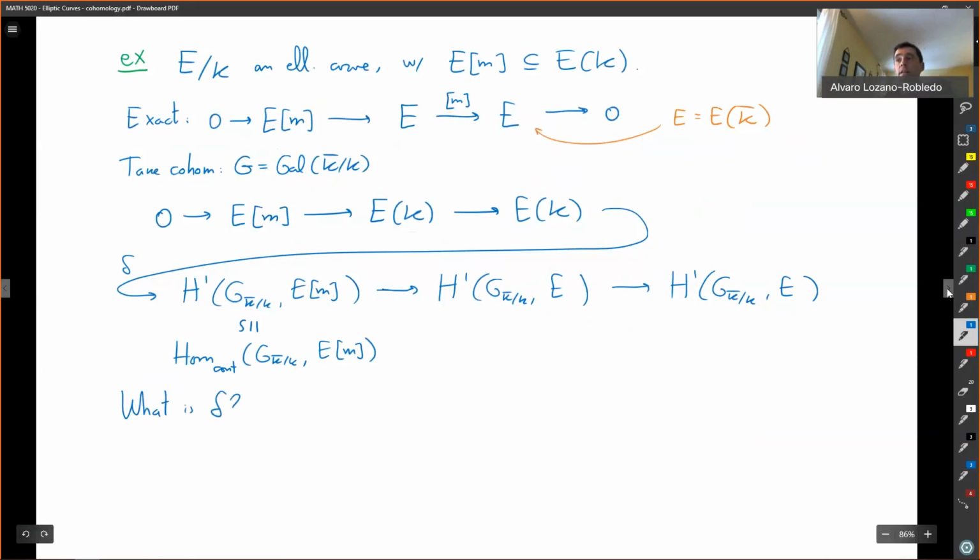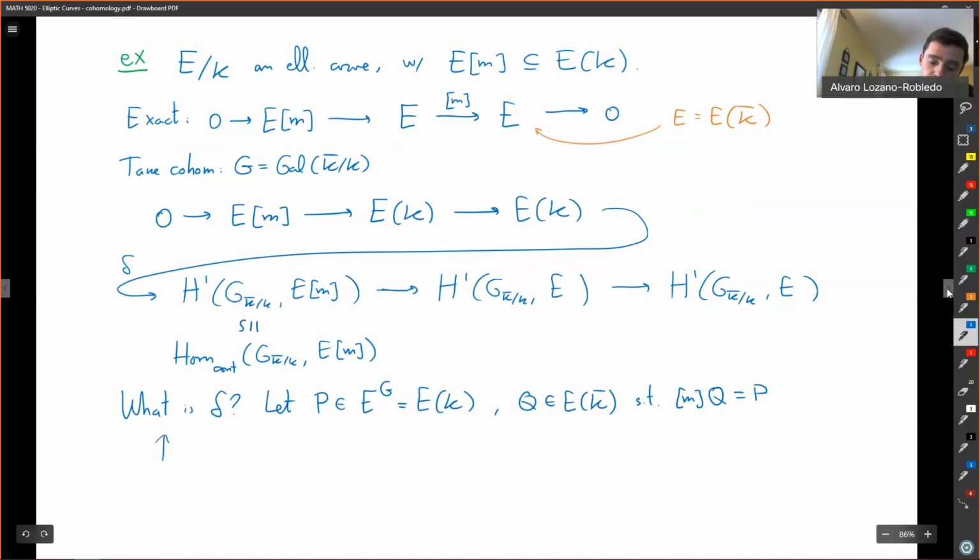How do we define delta? Remember how we define delta. We let P be in E^G, which in this case is just points defined over K. And we pick a Q such that through beta, which in this case is multiplication by M, a Q such that M times Q is P. So an element of E(K bar) such that M times Q is P. Okay.